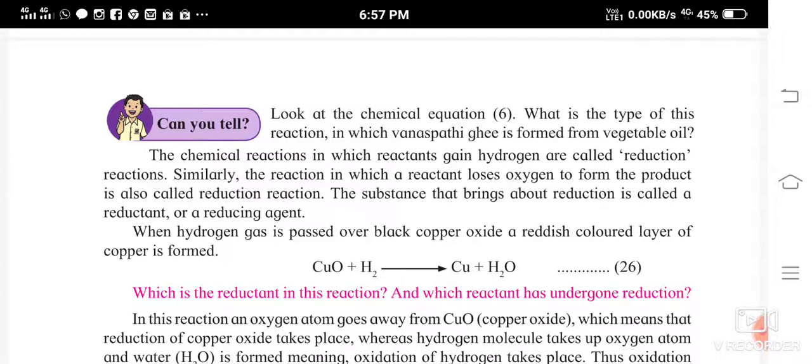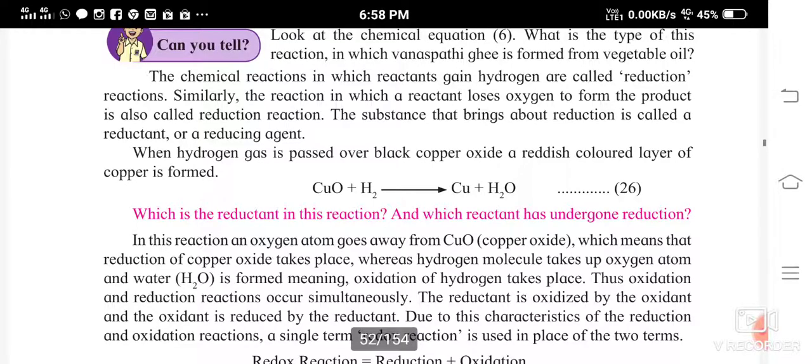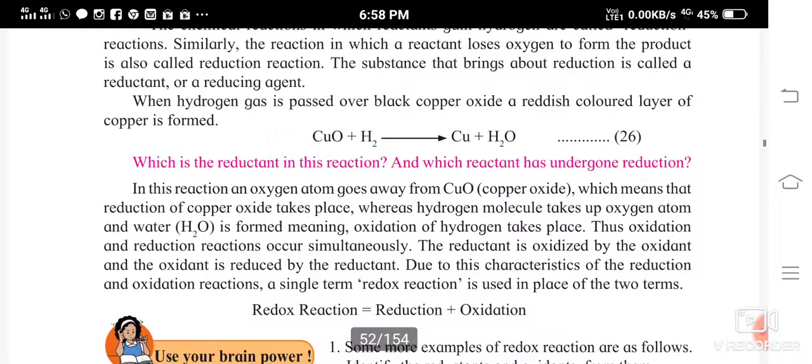The substance that brings about reduction is called a reductant or a reducing agent. Now you know the substance that brought about oxidation, we called it an oxidant, an oxidizing agent. Here the substance which is going to bring about reduction, we are going to call a reductant or a reducing agent.